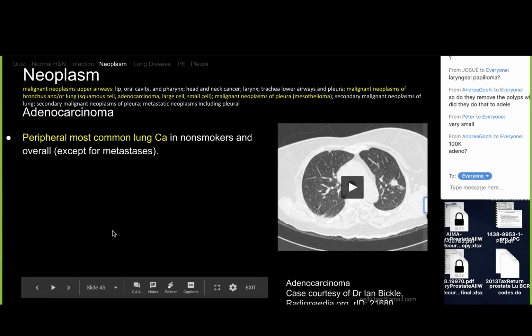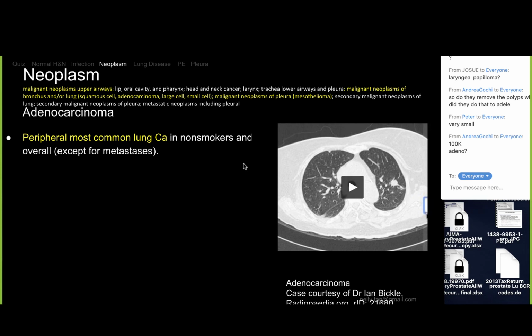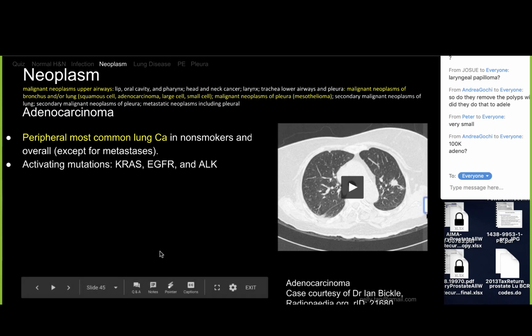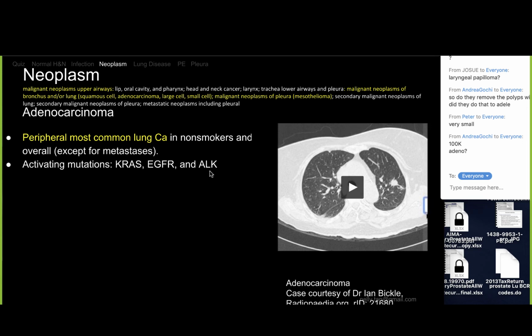Adeno, on the other hand, are usually peripheral, not central, and they're not related to smoking. And they have these tyrosine kinase mutations, KRAS, EGFR, ALK, which is pretty amazing because now they have ALK inhibitors, EGFR inhibitors, KRAS inhibitors. So now they can give targeted tyrosine kinase inhibitors. They call them targeted therapies, which can, I mean, patients, if they have a mutation and they get these targeted agents, their tumors go away, which is incredible.